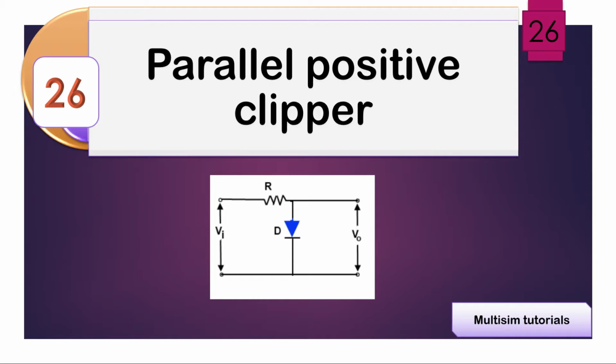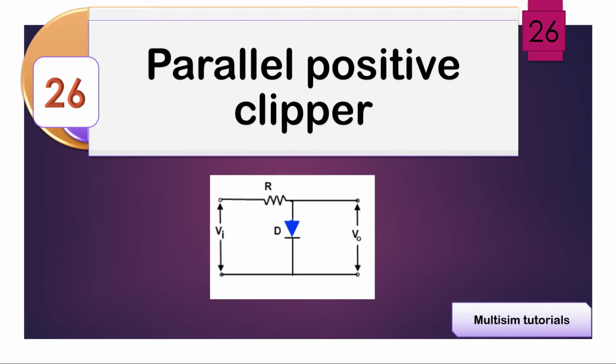Why is the operation of this clipper circuit different from what we have seen in the series clipper circuit? What is the operation, how the waveforms change according to the input given, and why is it called a parallel clipper circuit? Correct, right? Why is it called a parallel clipper circuit? Does anyone have this doubt?